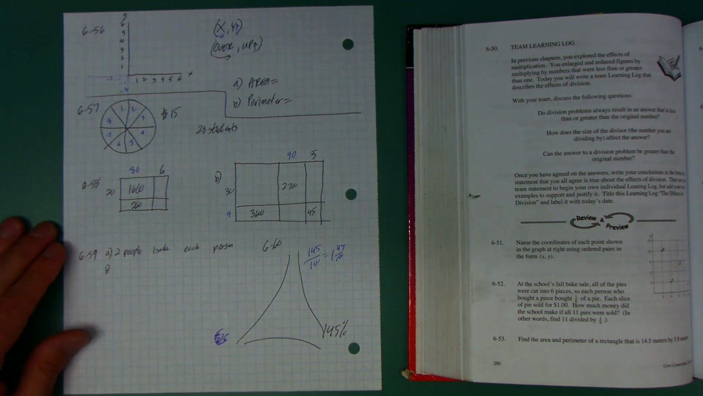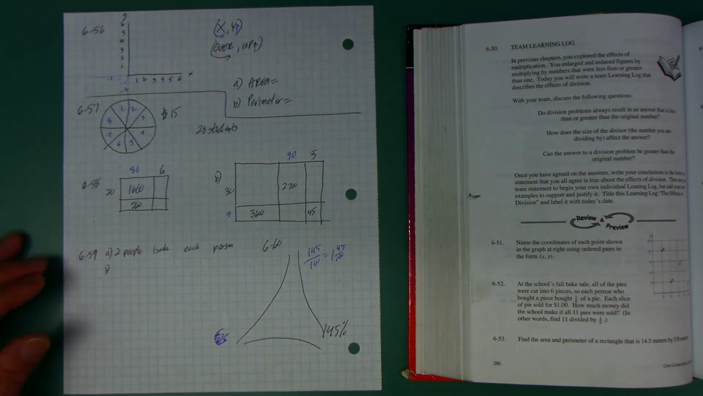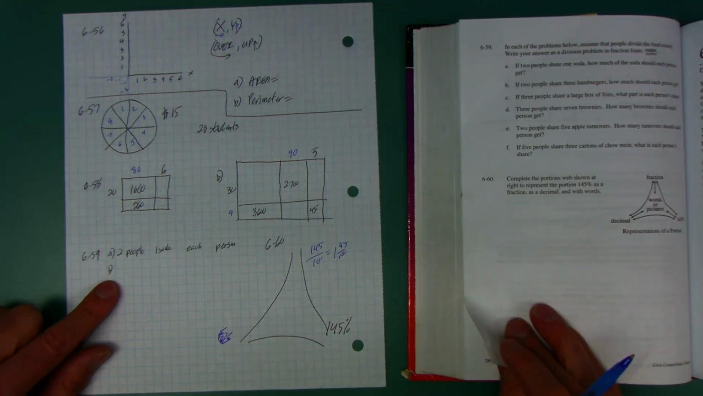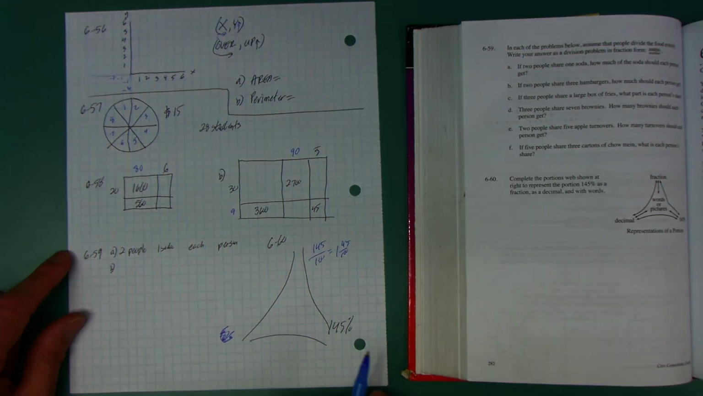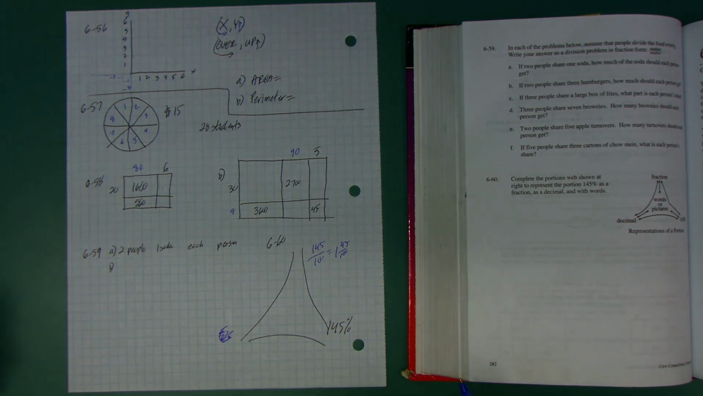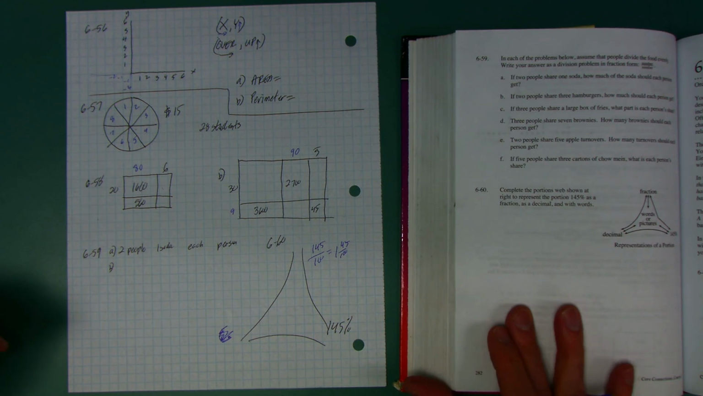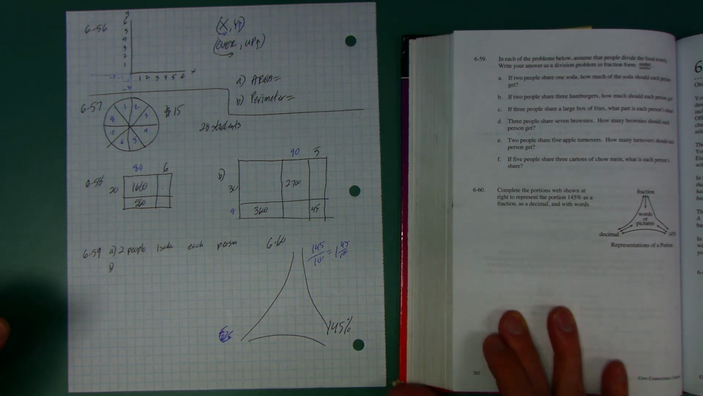Looks like I skipped over one, or did I? 6-59. Ooh, this is a whole bunch of problems. All right, in each of the problems below, assume that people divide the food evenly, and write your answer as the division problem in fraction form.